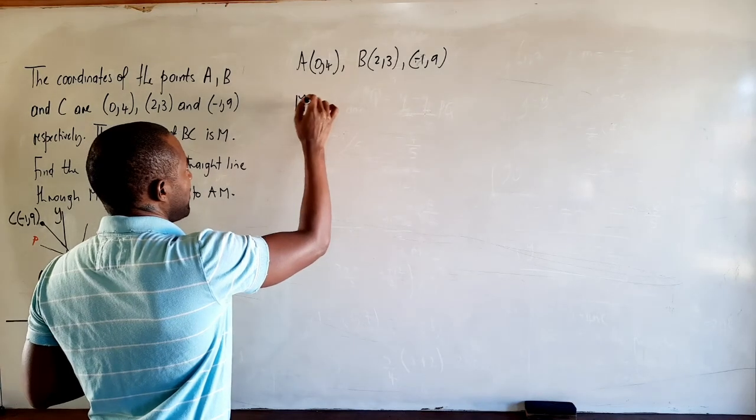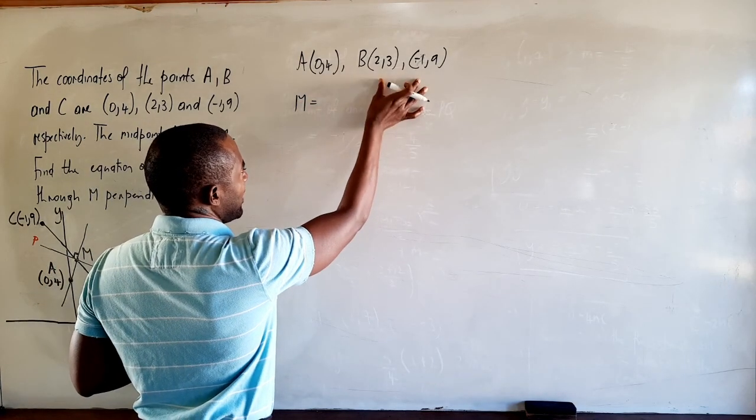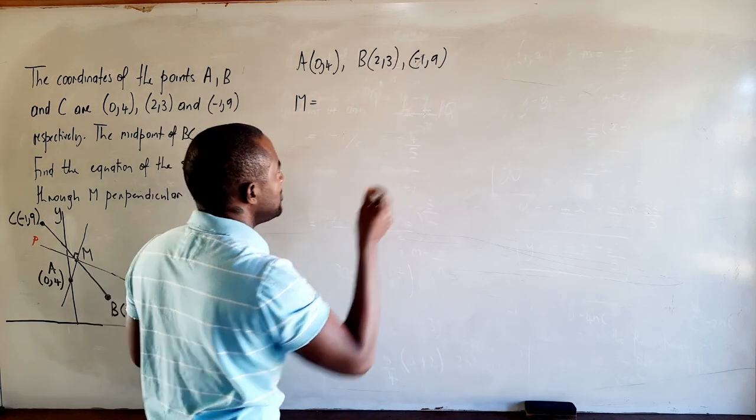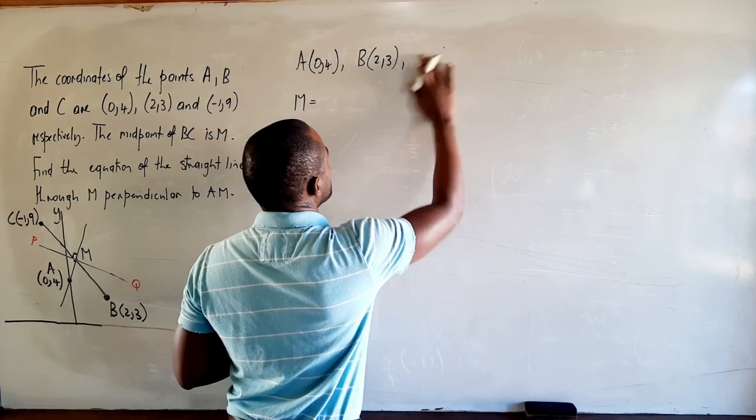So the coordinates of M would be equal to, since it's the midpoint of BC, we're going to add the x coordinates of B and C and divide by 2. I missed out the C here, so let me just insert it. This point is C (-1, 9).